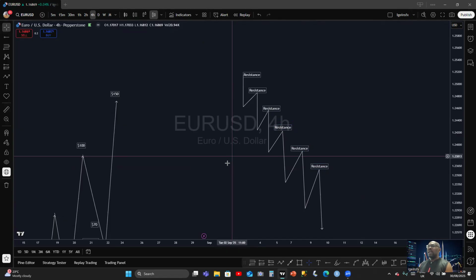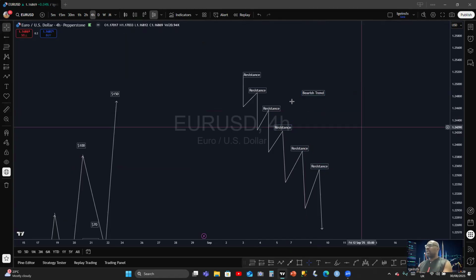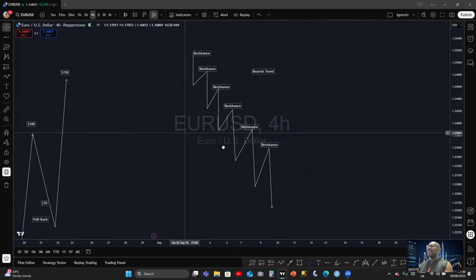All right. And this is what we call a bearish trend. This is a bearish trend. And in a bearish trend, you just be looking for what? Selling opportunity.